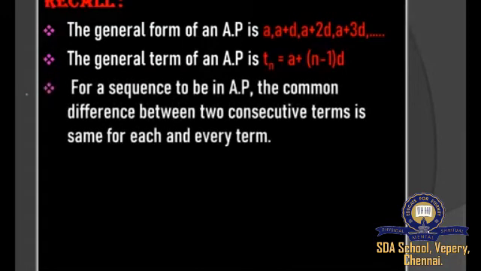And then the third point is, for a sequence to be in arithmetic progression, the common difference between two consecutive terms is the same for each and every term. In the last video, we came across so many examples related to this, right? So here also, I just want you to recall, when will you say the given sequence is an arithmetic sequence? The only thing you have to prove is the common difference between the consecutive terms. If you subtract any term from its preceding term, all your answers will be the same. That is, all the common differences of that particular sequence must be the same. Then you can conclude that the given sequence is an arithmetic sequence.